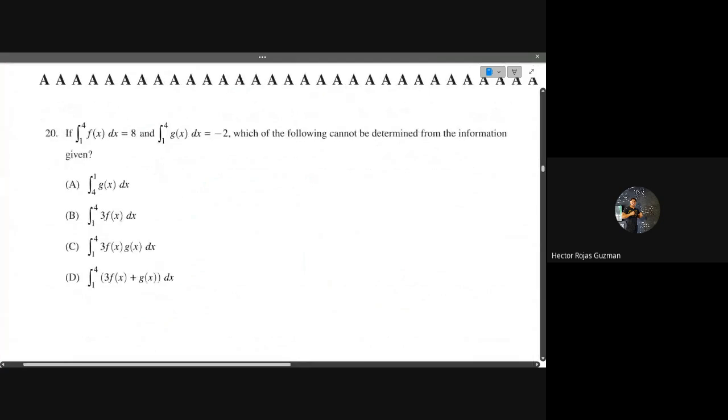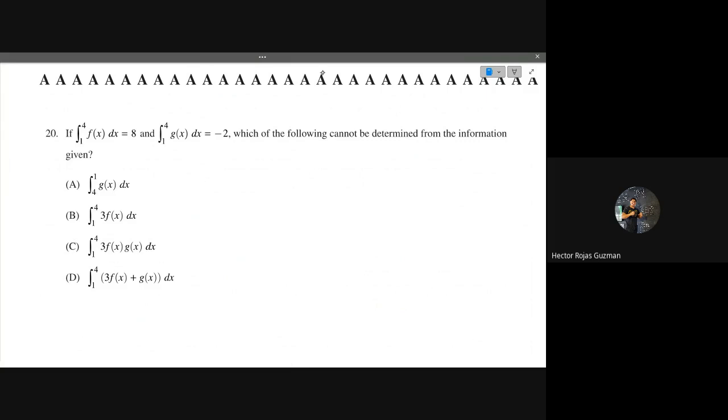Okay. Which of the following cannot be determined from the information given? Well, this one can be determined because all you got to do is flip one of the given integrals. This one can be determined because you can just factor out the 3, and then you're trying to find the integral of f of x, which is given. So that's actually 24. And you know what? I'll give you the answer for this one too. The answer here would be 2.